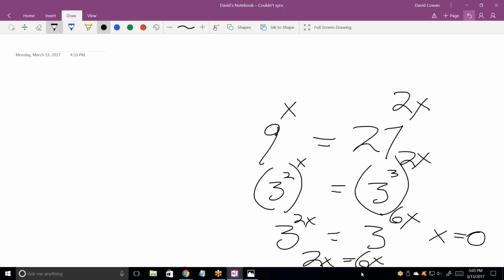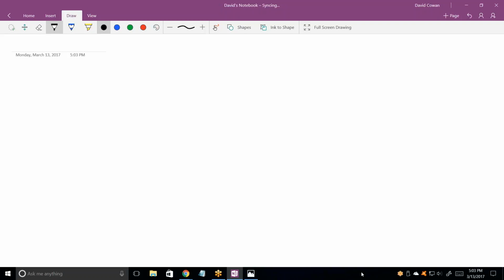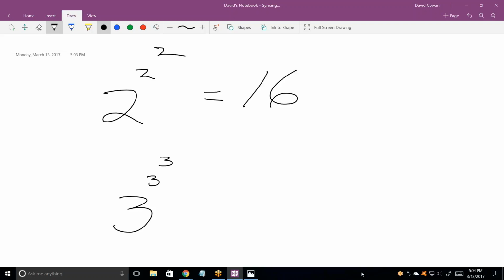Now, just something very interesting about using parentheses. What's this number equal to? 16? Correct? Okay. What's this number equal to? Let's see. 3 times 3, that's 27 to the power.